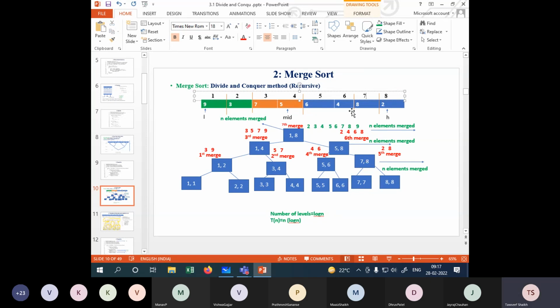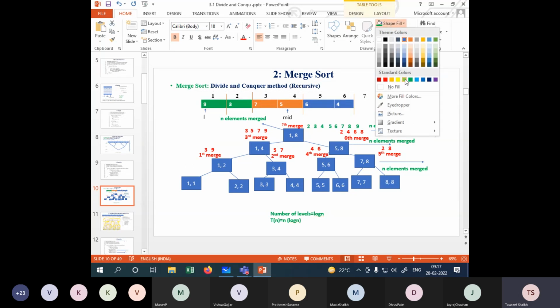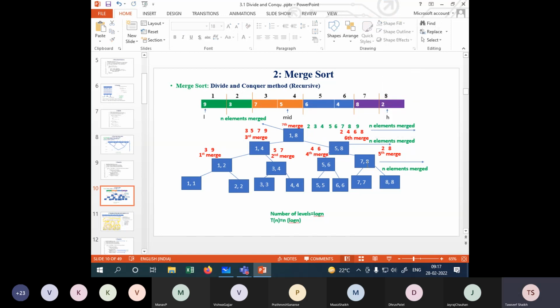So now we have reached again, this right array is now divided into two more arrays. Let me colorize it differently. So till first level, second level, and third level, we have divided the array into these different chunks.